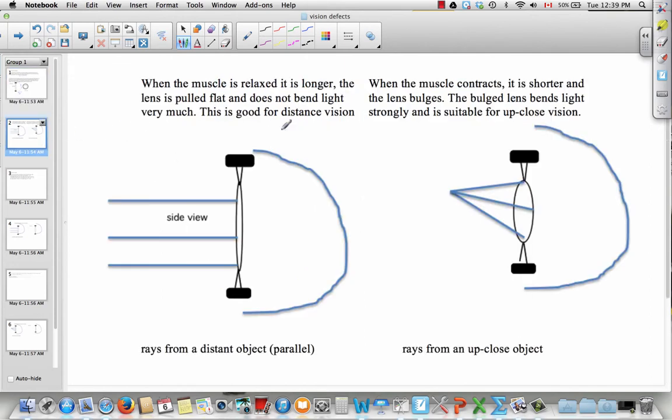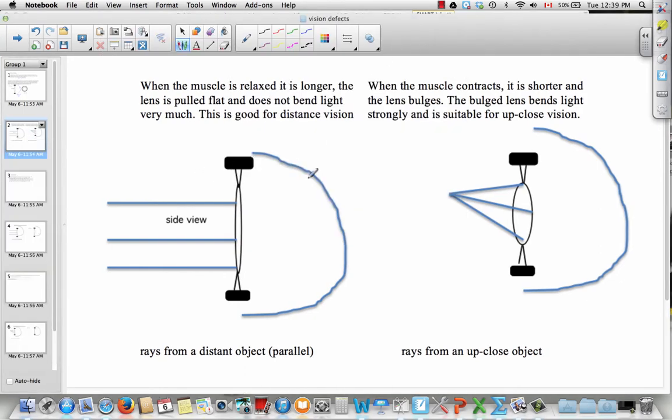Because for an object that's a long way away, and the rays of light are essentially parallel coming into our eye, the muscle relaxes and gets a little longer, and as it does that, it pulls the eye lens flat. Now, when the lens is pulled flat, it doesn't bend light very much. As a result, there's not a lot of bending here. So not a lot of light bending. And for that distant object, we get a nice, clear image on the back of the retina. All these rays are focused at a point, and so you get a clear image.